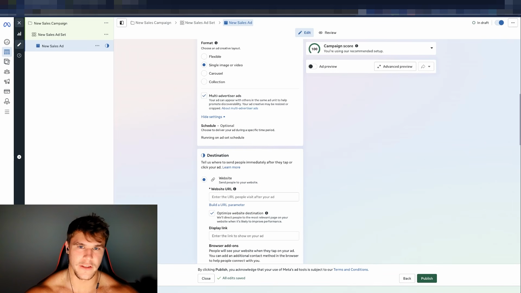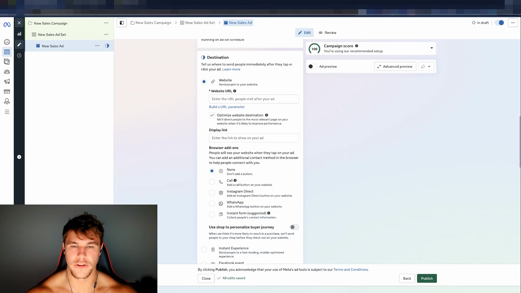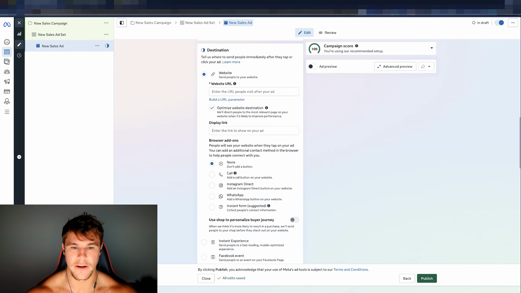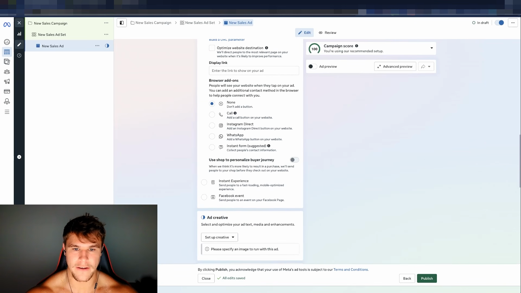This is basically the only setting that it's actually okay to keep on. And even then, I haven't split tested it extensively, but keeping it on personally doesn't hurt. Under destination, you're going to put the website URL that you're driving traffic to. Make sure that this matches the ad, if you put your URL in the ad copy as well, make sure that it matches one-to-one. And also make sure you deselect optimize website destination, because if that's on, it'll send traffic outside of that direct domain, which we don't want. Display link you can keep empty. Browser add-ons you can keep at none. You don't want to have any add-ons.